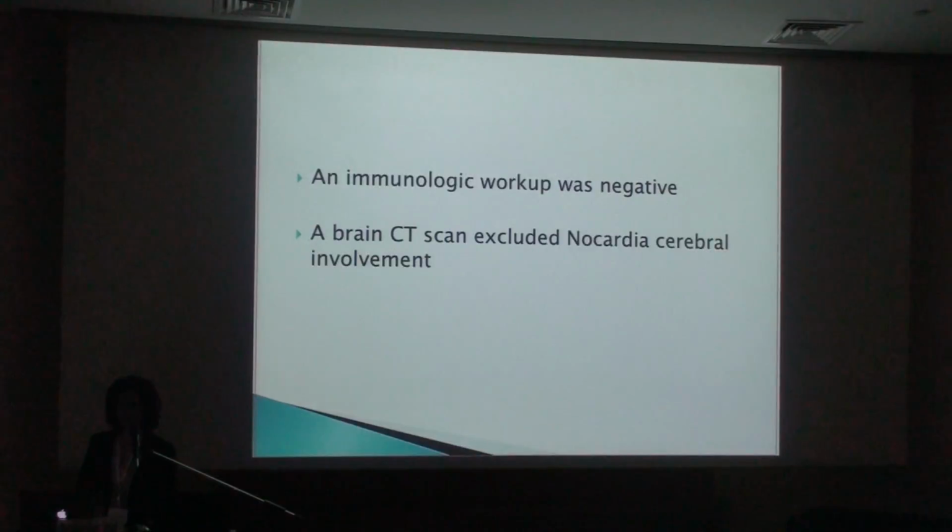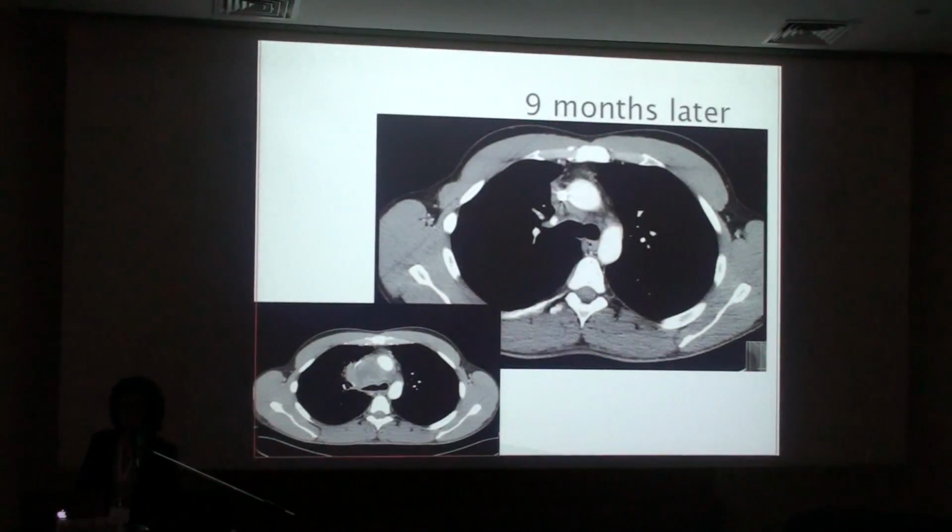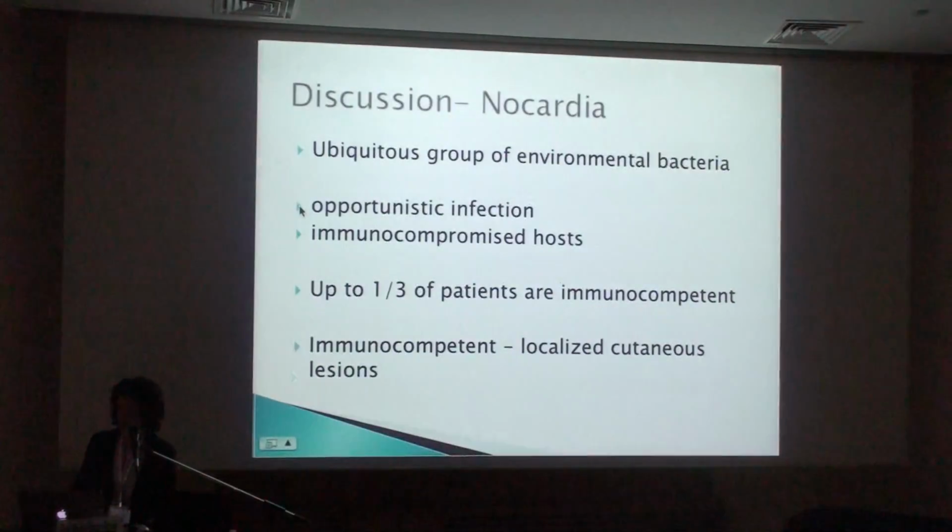On suspicion of immunosuppression, he had an immunologic workup that was negative, and he also had a brain CT that excluded cerebral involvement of the disease. Then he was treated accordingly, and 9 months later we see here the CT post-treatment that shows near complete resolution of the mediastinal mass. This here, just to remind you, was prior to the treatment, and this is post-treatment.